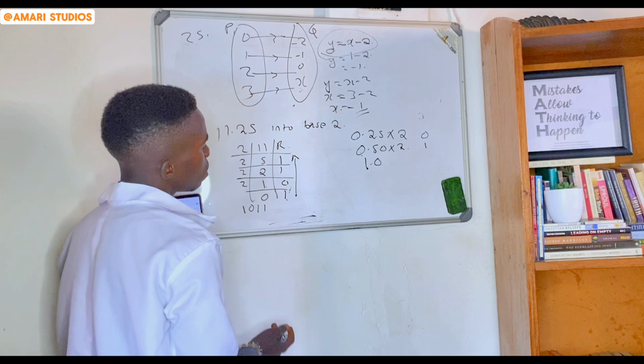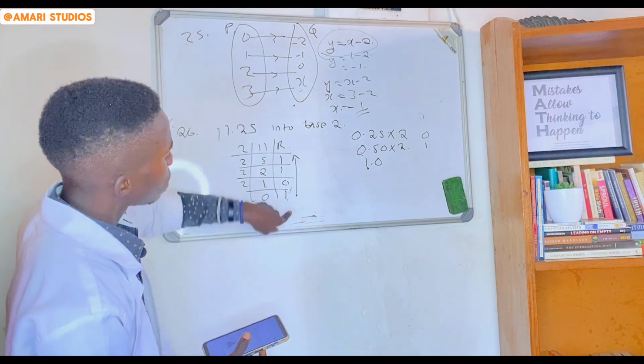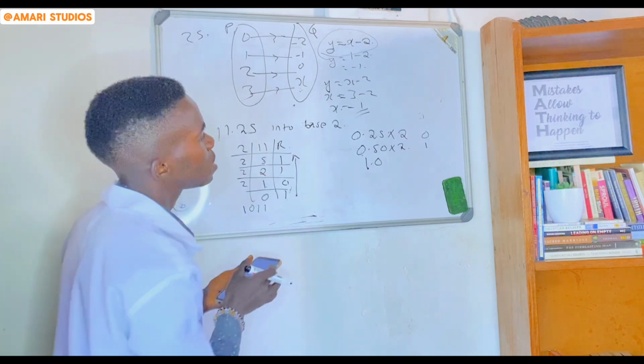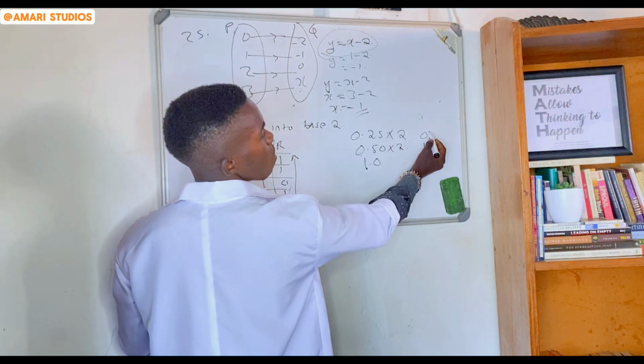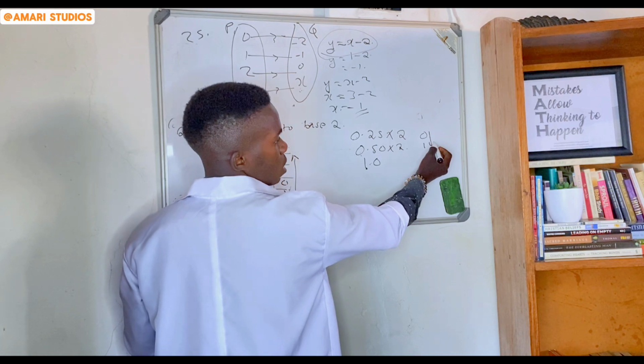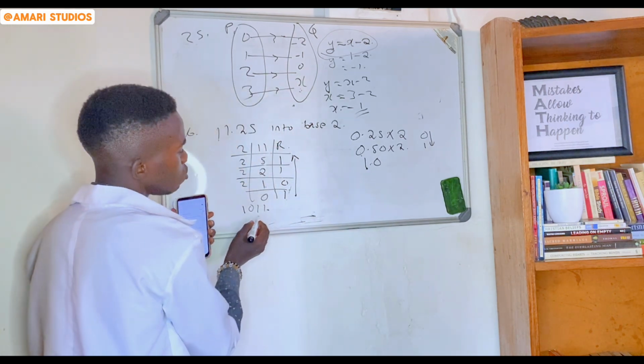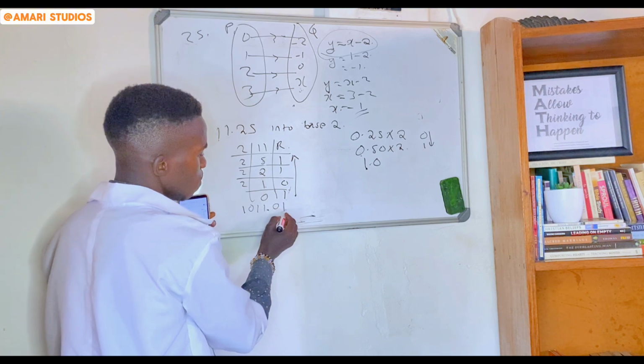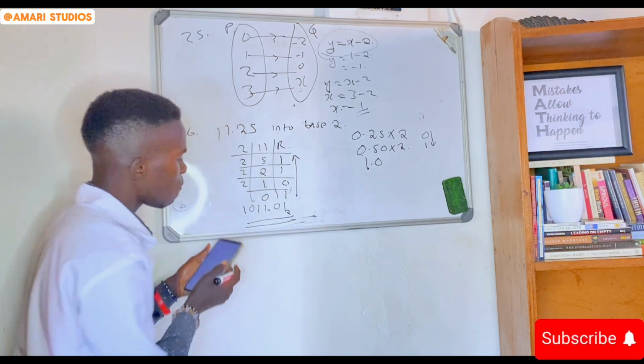Before, we were taking the numbers starting from the bottom going upwards, but in this case we're going to start from the top going down. So the numbers after the point are going to be 0, 1, base 2. This will be your final answer.